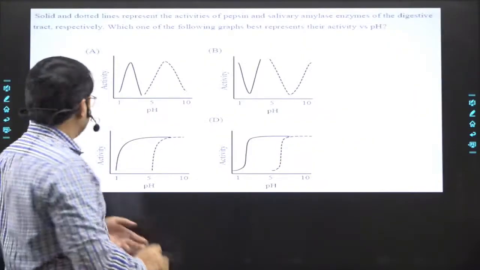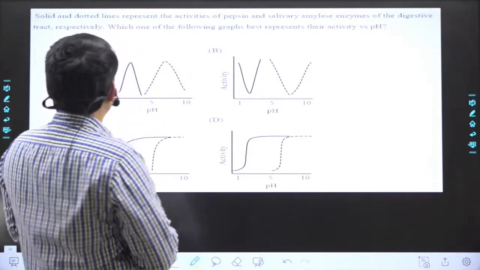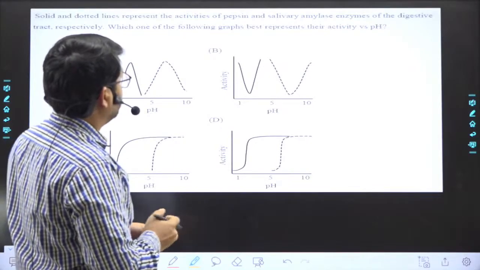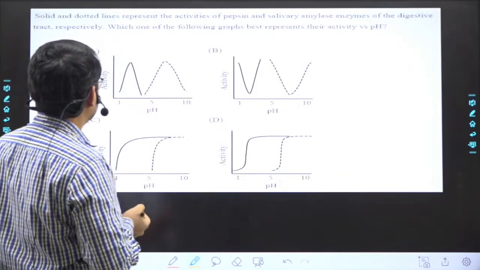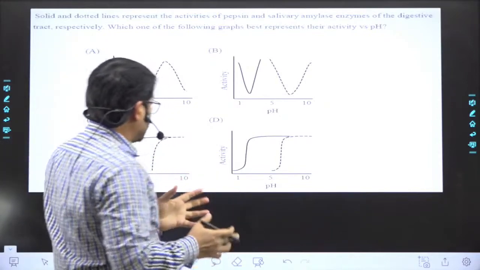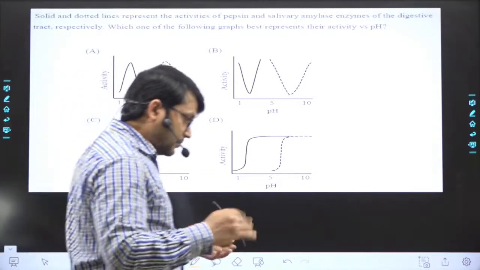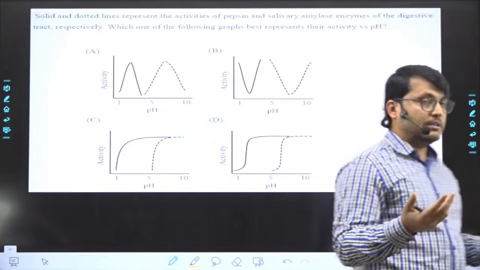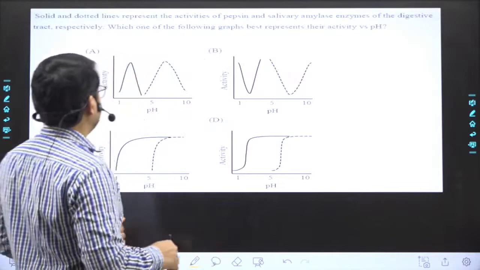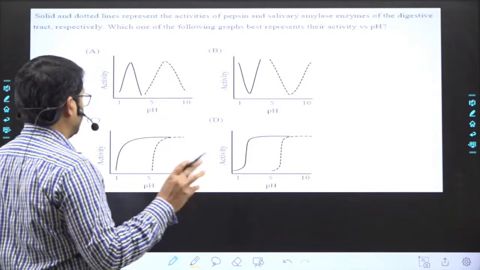Now the next question is something about enzymes. Let's see, solid and dotted lines. Solid and dotted lines represent the activity of pepsin and salivary amylase enzymes of the digestive tract respectively. Which one of the following graphs best represents activity versus pH? See what happens with enzymes: enzymes are made of protein, and as you increase or decrease the pH, their structure is lost. That is called denaturation. As a result, the enzyme activity is lost. Okay? So either you increase or decrease, the activity will be lost.